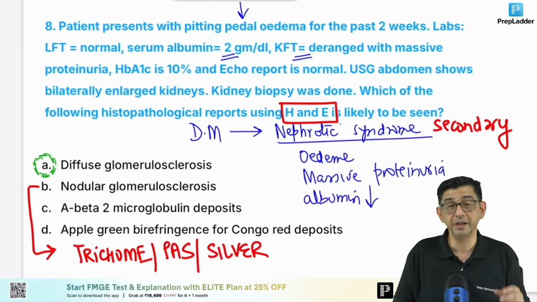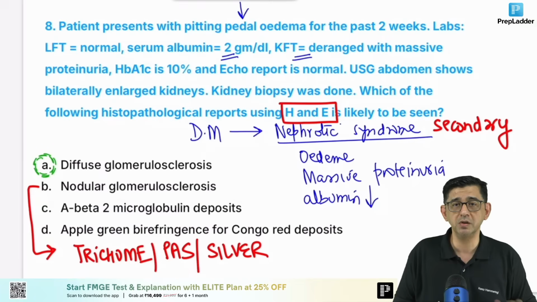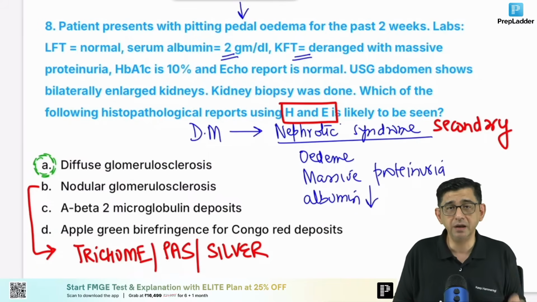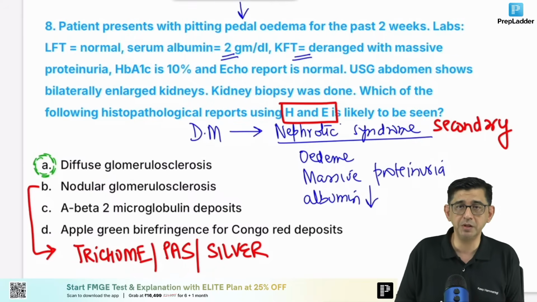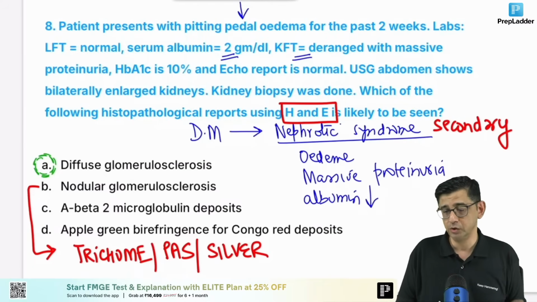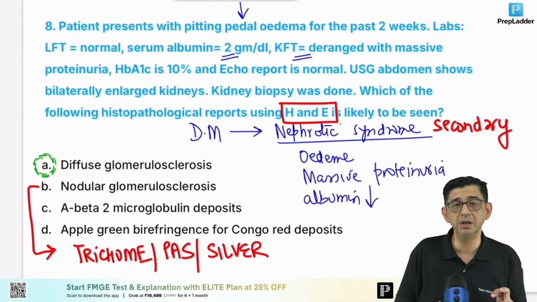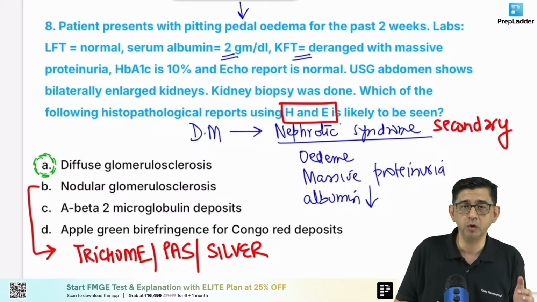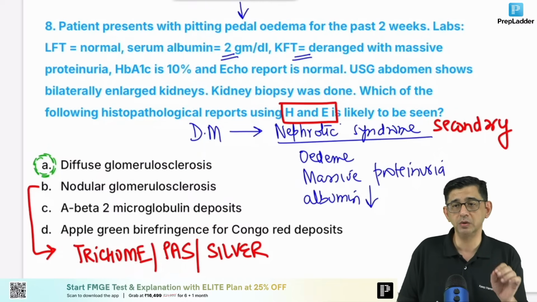This is secondary nephrotic syndrome. This is not a case of amyloidosis, bache. I got even D in the options. I got even C in the options. C and D are features of nephrotic syndrome which is caused by amyloidosis. Is this question caused by amyloidosis? No, it is caused by diabetes causing secondary nephrotic syndrome. So you have to select between A versus B, and B is picked up by trichrome, PAS and silver stain. So it is going to be A.